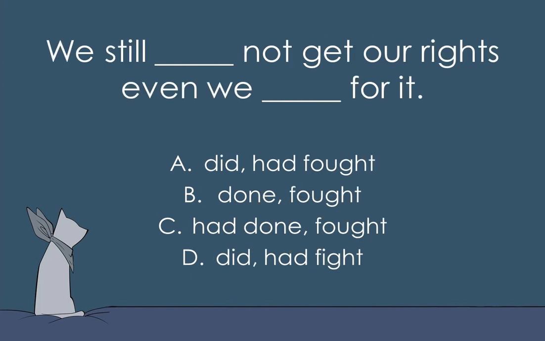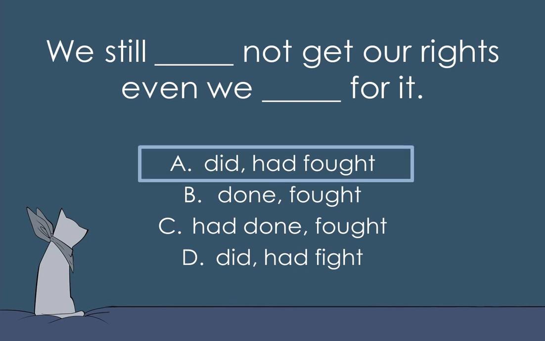Number 10. We still blank not get our rights even we blank for it. In this sentence, we all know that the second blank should have the past perfect tense of the verb. Therefore, letters B and C cannot be the correct answers because for the second blank, they only have the past tense. While letter D cannot be the right answer as well because the second verb is not in the correct form of the past perfect tense. Therefore, the correct answer for this item is letter A.